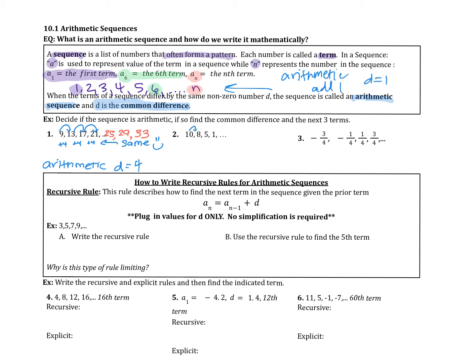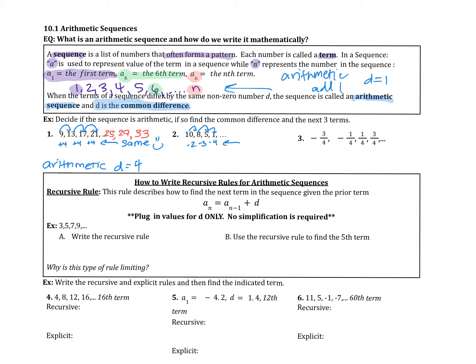So I'm asking myself, how do I get from 10 to 8? I subtract 2. How do I get from 8 to 5? I subtract 3. How do I get from 5 to 1? I subtract 4. So there definitely is a pattern here. I think if I asked you what we would do to find the next term, you would be able to say we would subtract 5 to find the next term.